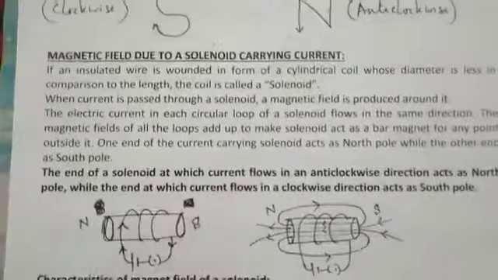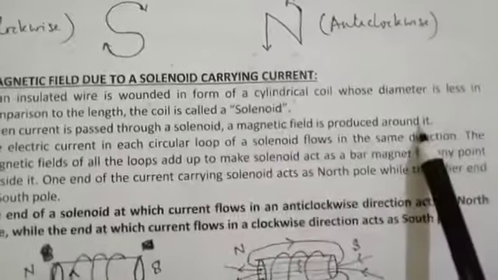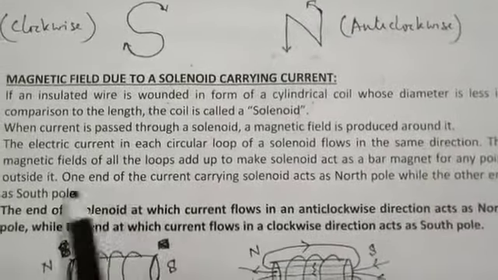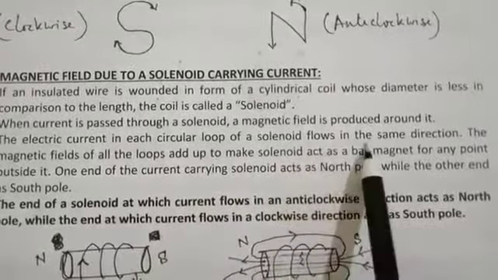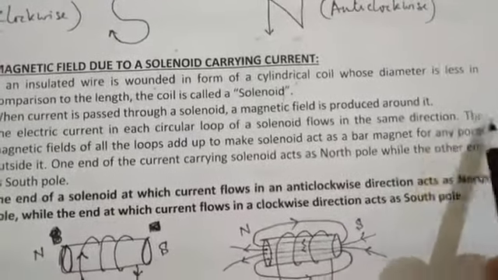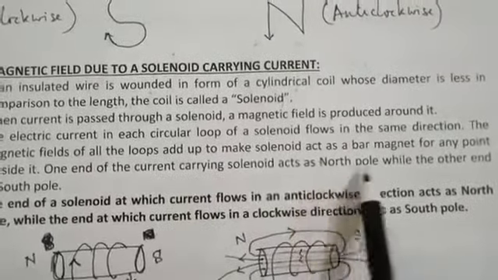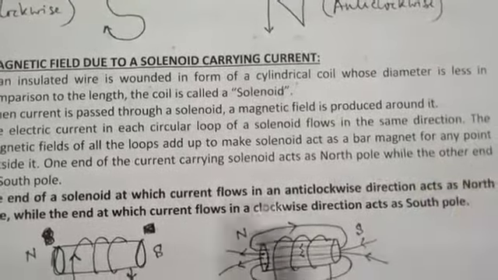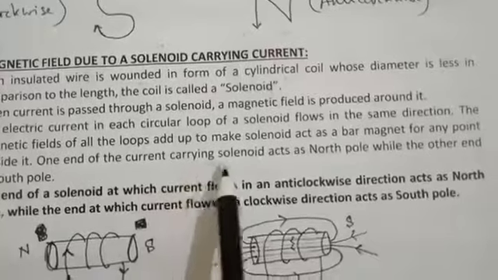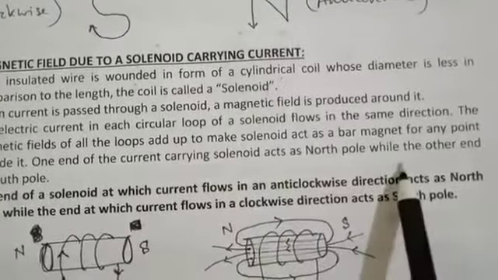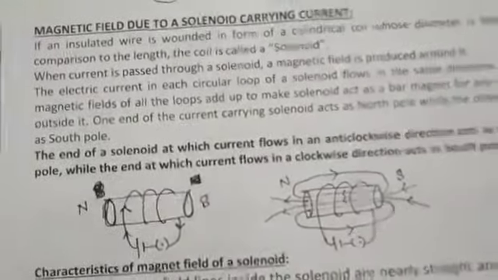When the current is passed through a solenoid, a magnetic field is produced around it. The electric current in each circular loop of a solenoid flows in the same direction. The magnetic fields of all the loops add up to make the solenoid act as a bar magnet for any point outside it. One end of the current carrying solenoid acts as north pole while the other end acts as a south pole. Now let me clear it by a diagram here.